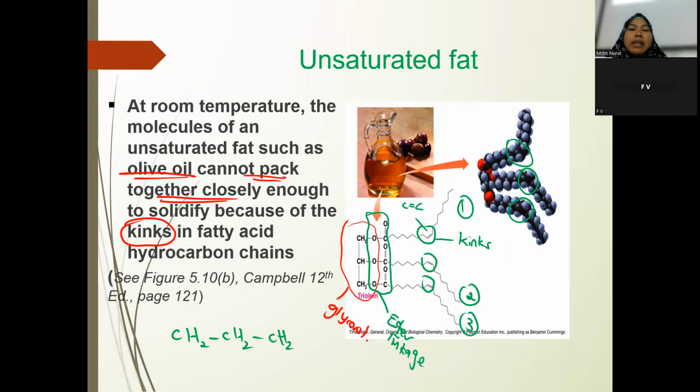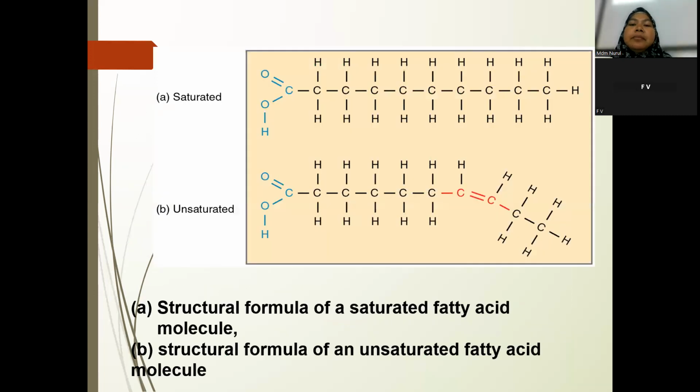Okay. Now, let's look at this one. Okay, jangan baca apa-apa. Just directly go and look at the picture. Picture A and picture B. Okay, tengok structure tu. A and B. Jangan baca apa-apa. Tengok gambar je. Which one is saturated fatty acid? Which one is saturated fatty acid?